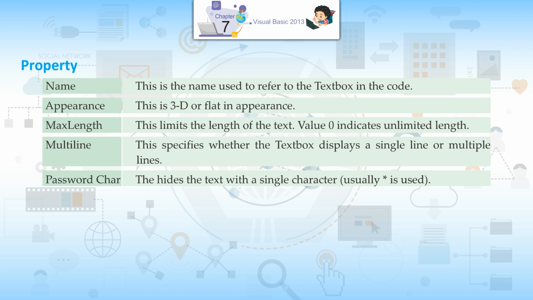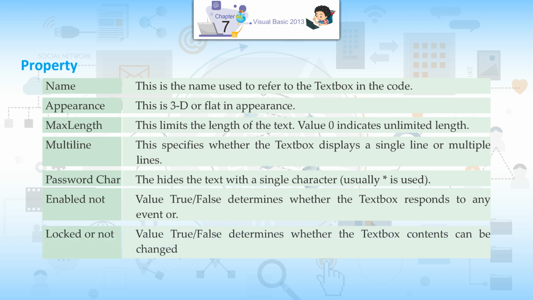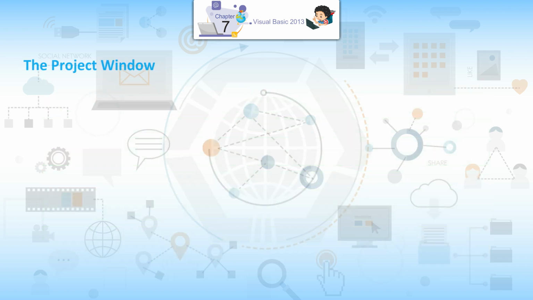Usually an asterisk is used. Enabled or not. Value true or false determines whether the text box responds to any event or not. Locked or not. Value true or false determines whether the text box contents can be changed. Text. This is the string to be displayed in the text box.